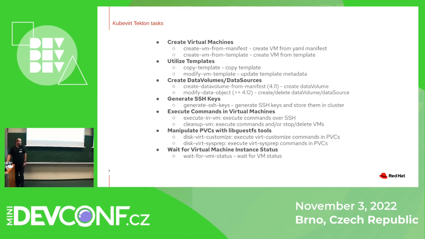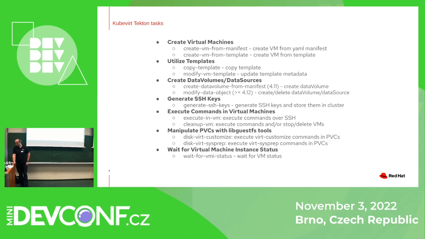And here is the list of all tasks which we currently have, and we are shipping with OpenShift virtualization. You can find tasks for creating virtual machines. We allow creating a VM from a manifest, so you just pass there a YAML manifest, or you can create a virtual machine from a template. Then we have tasks for manipulating the metadata of templates. So for example, you can copy the template, do some modifications, like change the number of CPUs, the amount of memory, or add some devices inside the VM. Then we have tasks for creating or deleting data volumes and data sources.